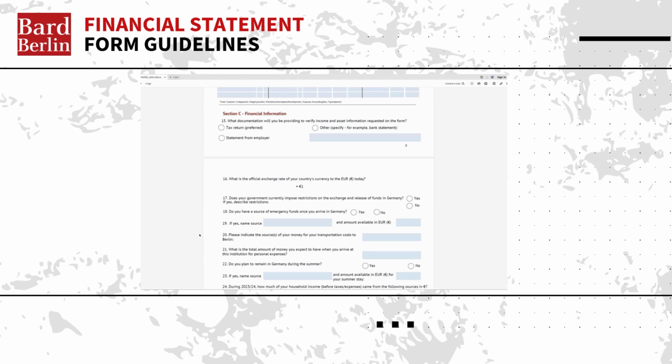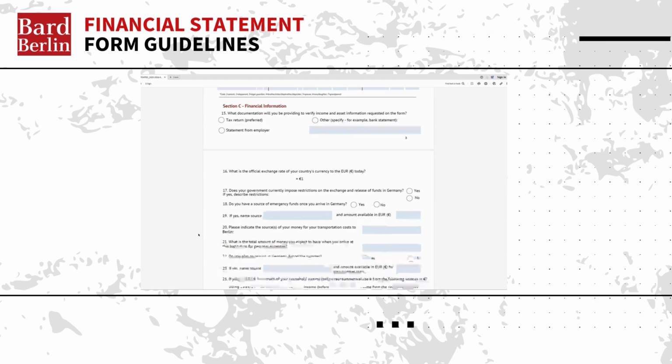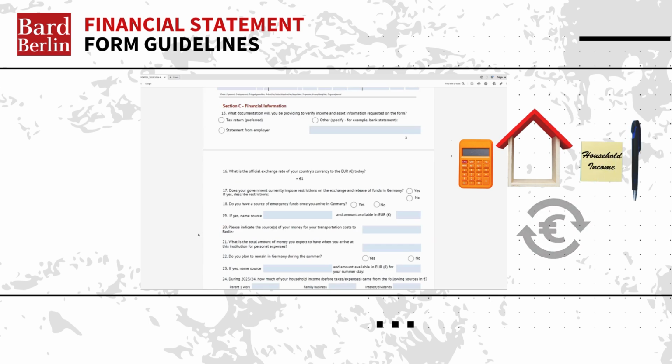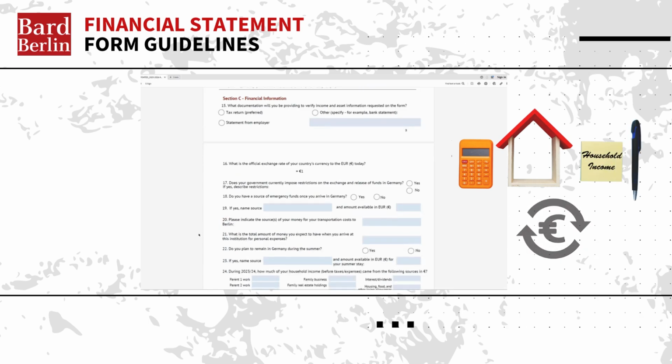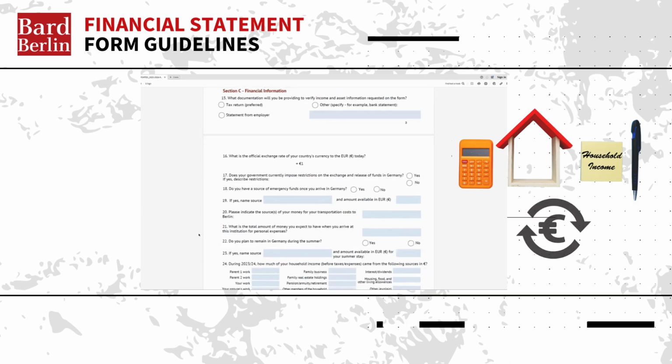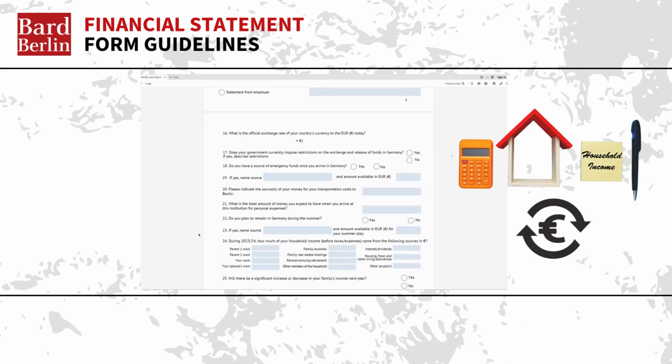The remaining questions in this section are where you can provide details about your family's annual income. This includes salaries and other sources of income. Make sure to include accurate figures and double-check your entries before moving on.